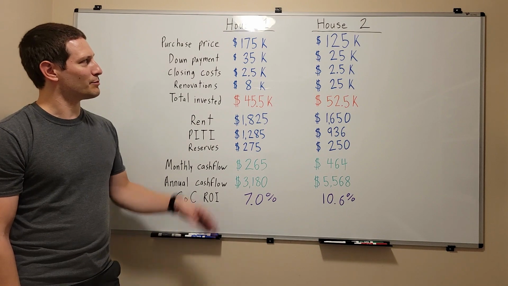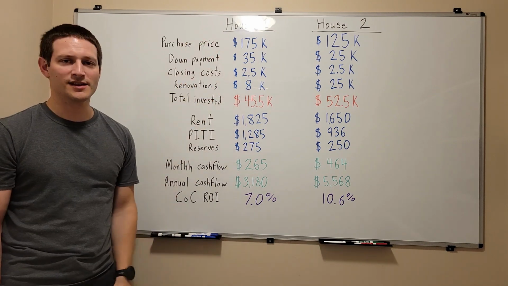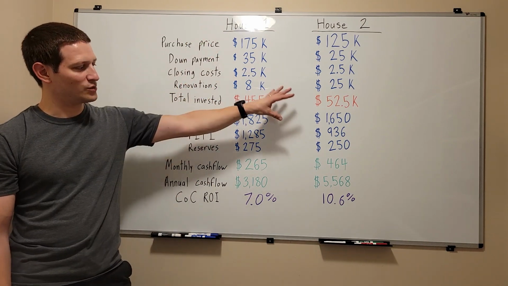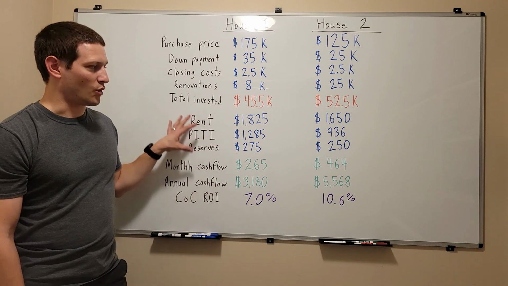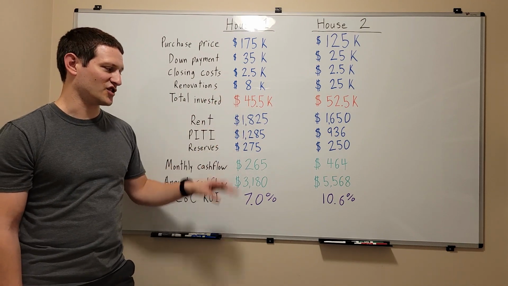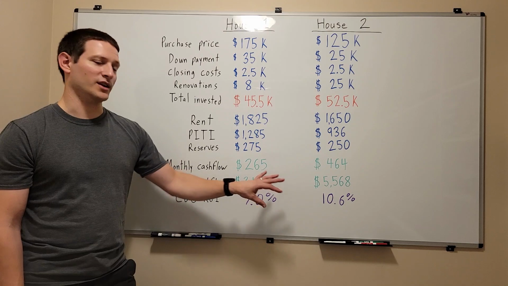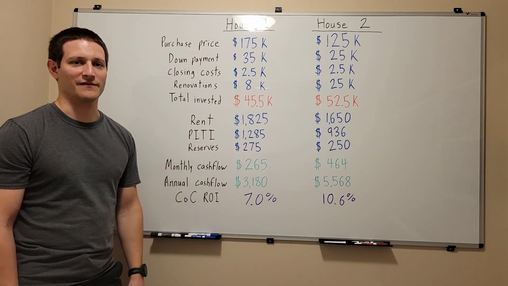So this is the process of how you would compare two different houses, determine how much your total amount invested would be for both, determine using this whole underwriting process what you could expect your cash flow to be, and then determine which one is going to give you a higher cash on cash return on investment.